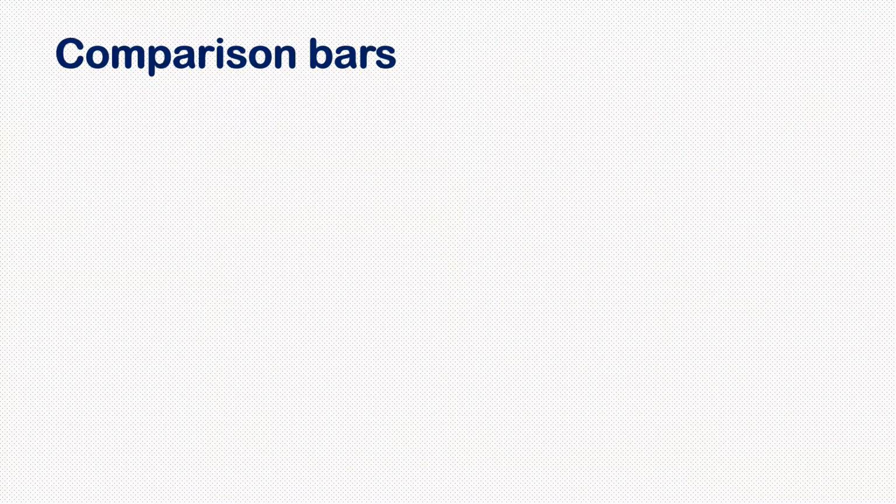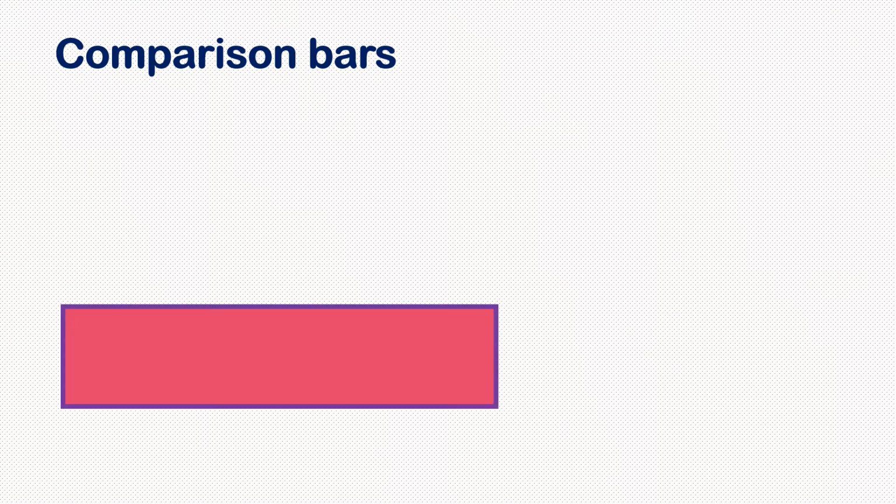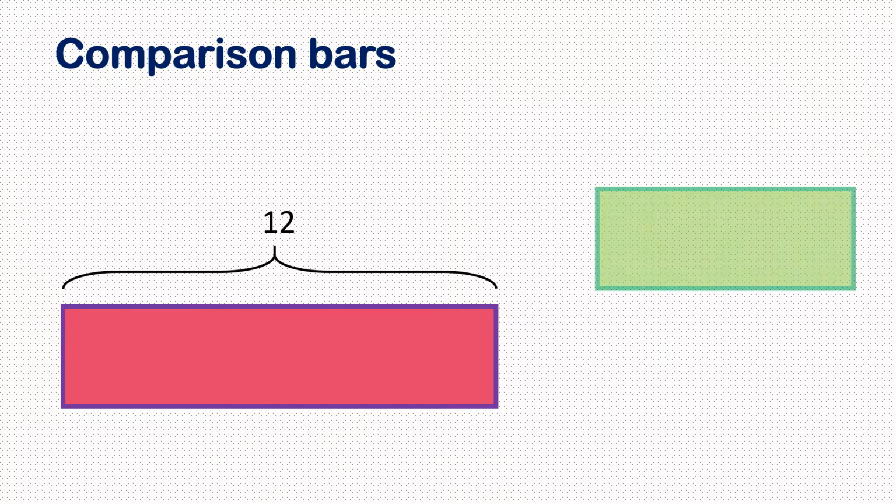Now we'll add values to the comparison bars. First, we'll take the pink color bar. Its value is 12. Next, the green color bar. Its value is 5. Now, I'm going to compare these two bars.